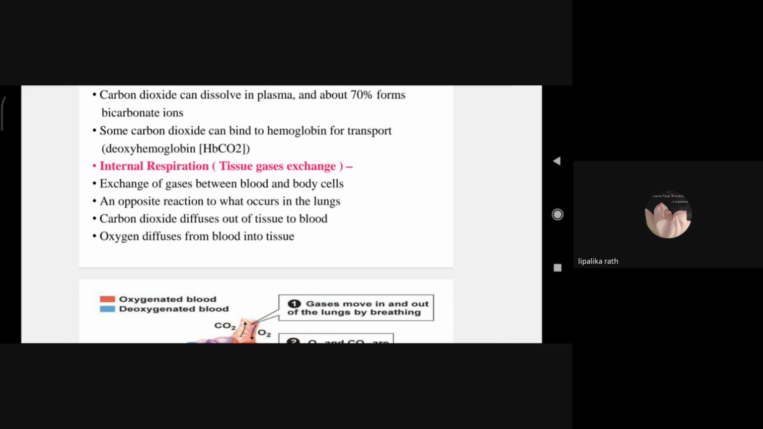Now, internal respiration, tissue gas exchange. You already know these things. Exchange of gases between blood and body cells. An opposite reaction to what occurs in lungs. Carbon dioxide diffuses from tissue to blood. Oxygen diffuses from blood to tissue.